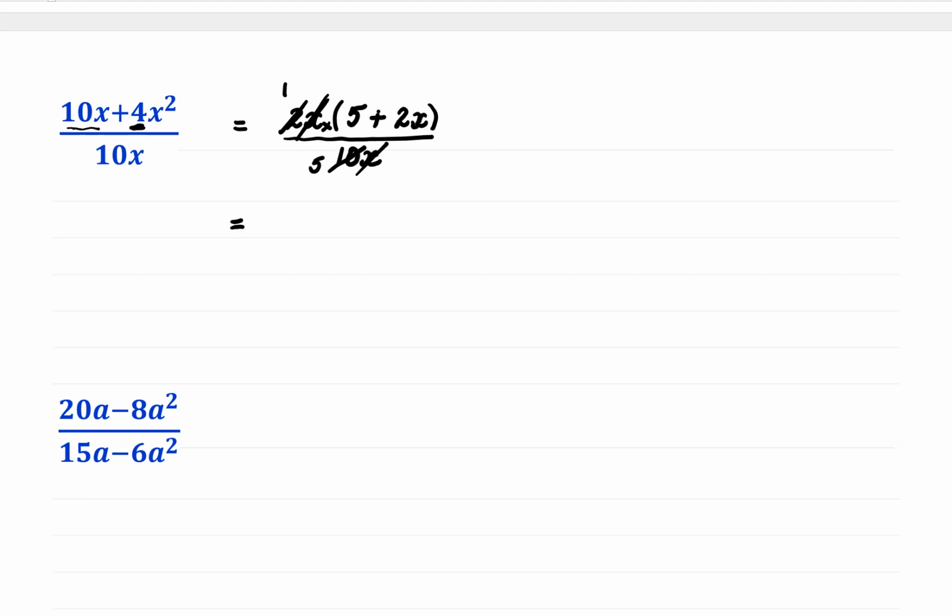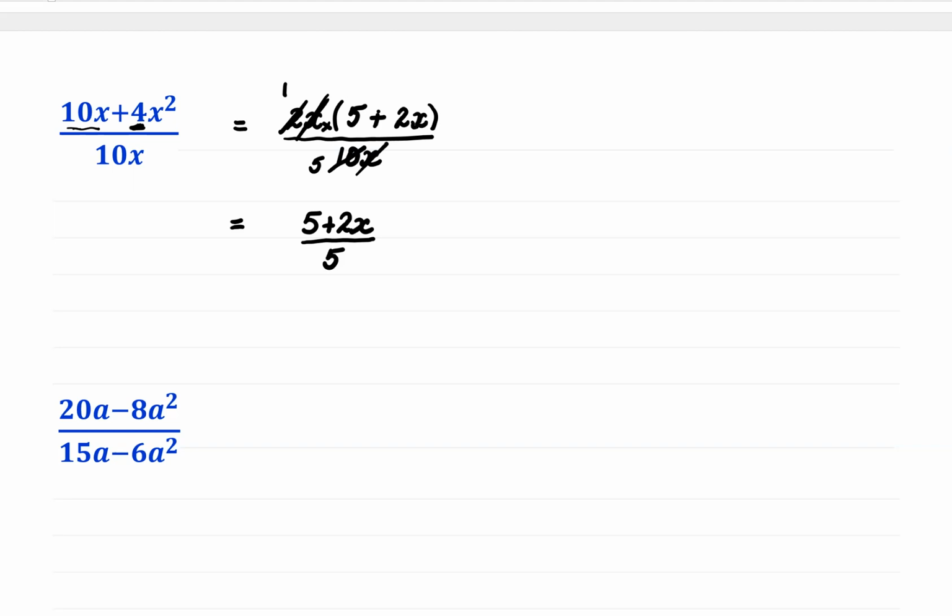So 1 times 5 plus 2x on the top line, I've just got 5 plus 2x. And really, I should have written that as 2x plus 5, but no one's going to mind. And downstairs, we've got that 5. And we will not, I repeat, we will not cancel those 5s. Why? Because there's an add there. So that's as low as we can go.